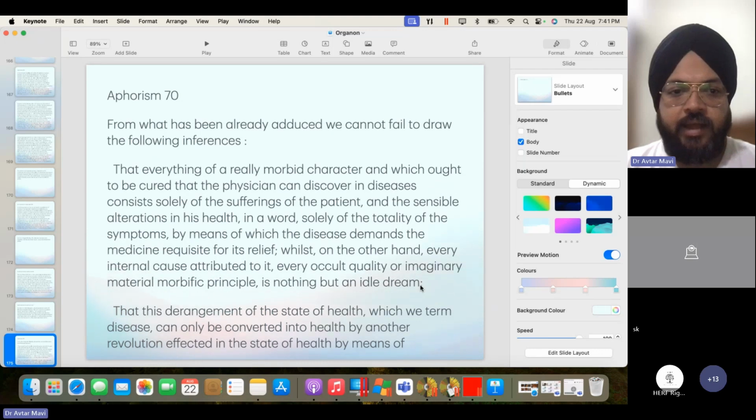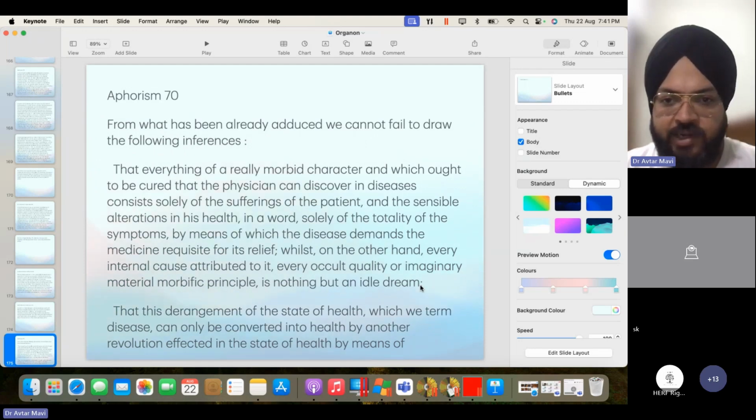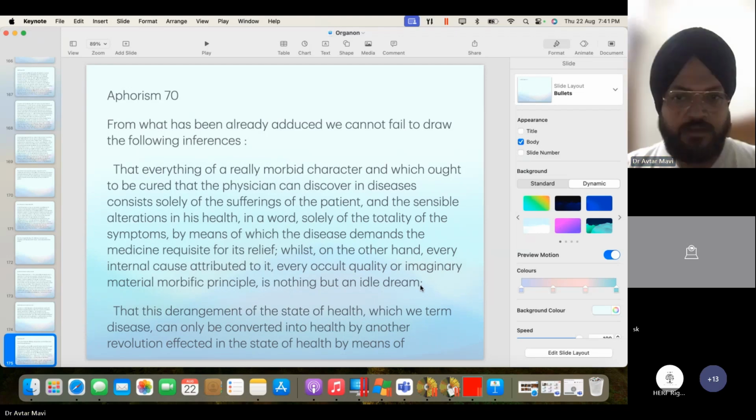Whilst, on the other hand, every internal cause attributed to it, every occult quality or imaginary material morbific principle is nothing but an idle dream. And he's saying that any internal cause, whether some kind of bacteria, fungus, or virus, whatever it is attributed to, is an imaginary thing, an imaginary material morbific principle. It is just an idle dream. It does not make any sense.